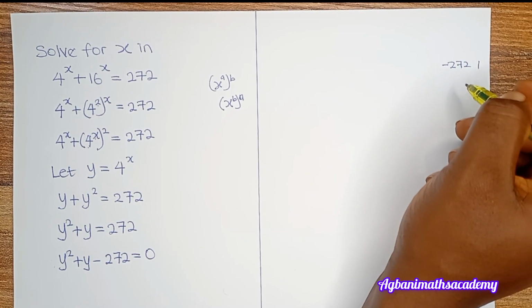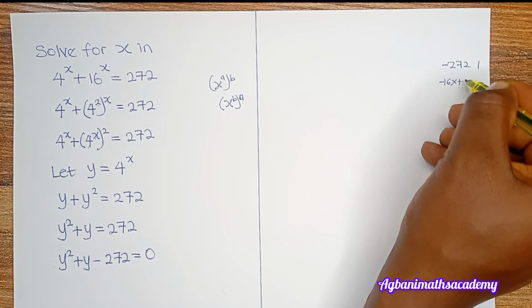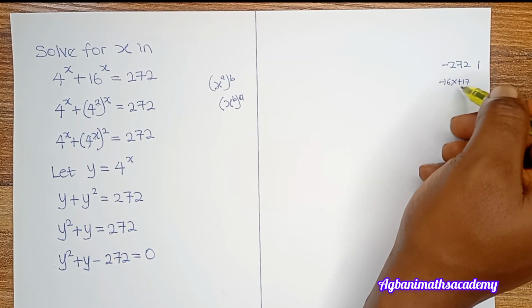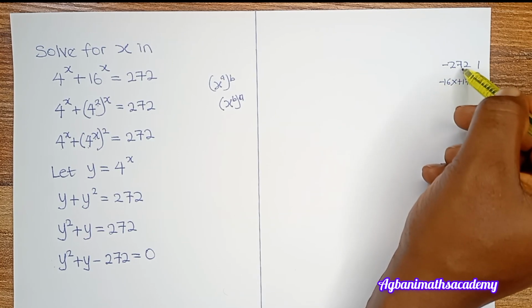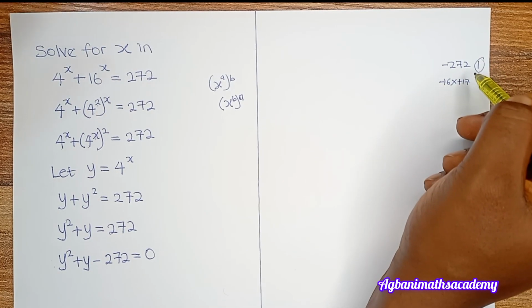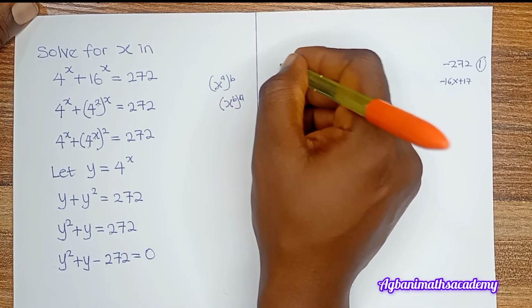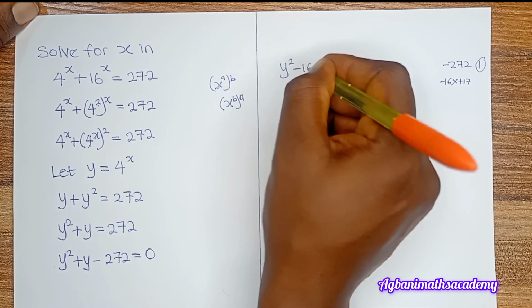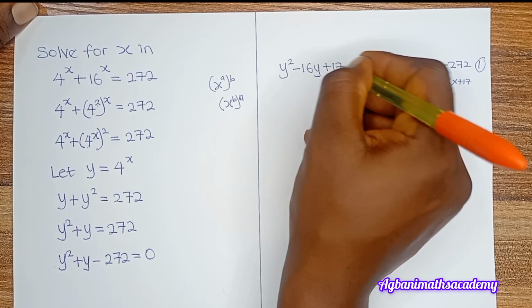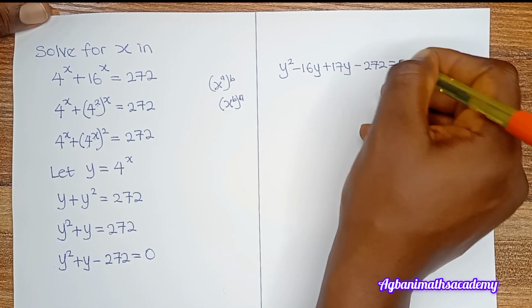Okay, so let's look at minus 16 multiplied by plus 17. Minus 16 multiplied by plus 17 is going to give us minus 272. And minus 16 plus 17 is going to give us 1. So instead of having plus y here, we are going to replace it with minus 16y and plus 17y. So this will be y squared minus 16y plus 17y minus 272 is equal to 0.